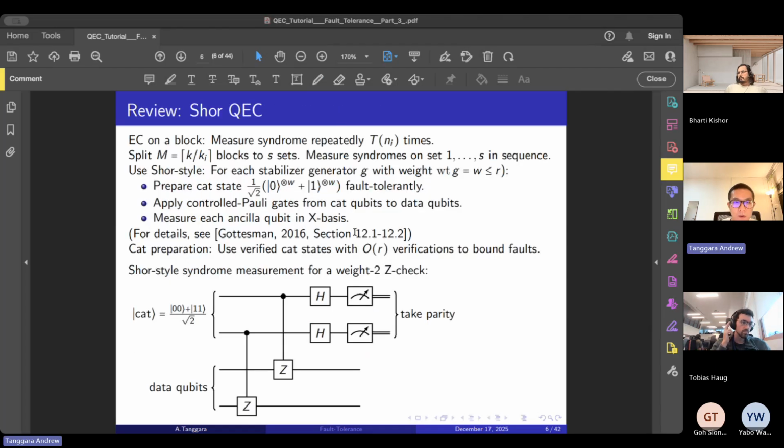Just a little bit on the Shor QEC. I'm not going to go through it line by line because we covered this last week. Basically, we want to prepare this cat state as an ancilla to do the syndrome measurement. This is just a way to do a Z check. Then you do this controlled-Z and a layer of Hadamard, and then you measure each of the ancilla qubits and just take the parity. The size of this cat state is going to depend on the weight of your check, so it's mostly R, because we are using this QLDPC code.